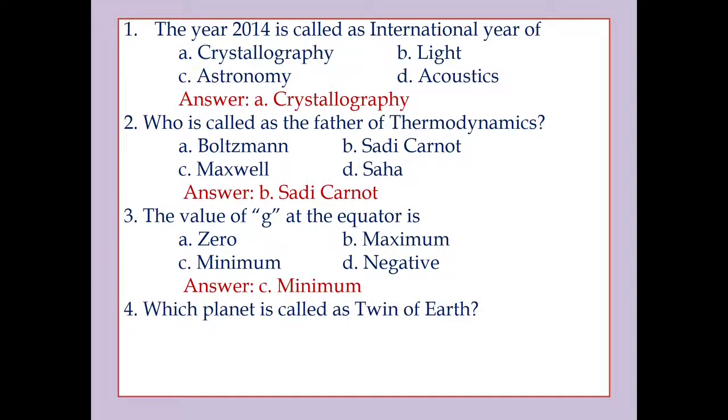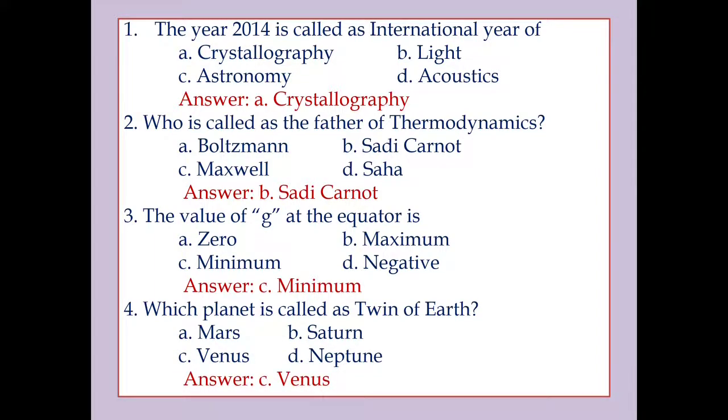Which planet is called the twin of Earth? Planet Venus is called the twin of Earth, or the twin sister of Earth. This is because Venus almost looks the same in mass, density, composition, everything, to Earth, and it is even called the evil twin of Earth.